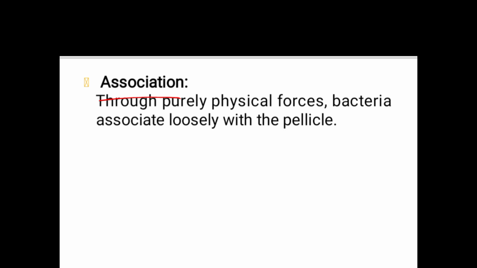Now basically what happens? The Brownian motion is very important in this. There is a random motion that increases the chances of collision between the bacteria and pellicle. When the conditions are favorable, the bacteria will attach firmly by using the adhesins.